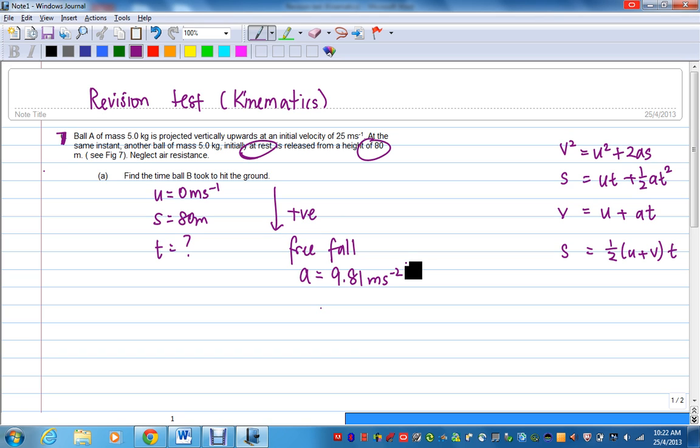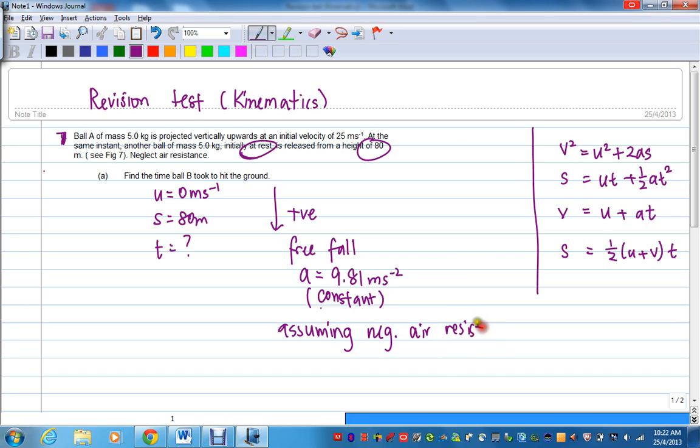So I have a, I have u, I have s, I want to find t. The acceleration is constant because it's free falling, and we are assuming that there is negligible air resistance. So we ignore the drag force. So from here, I can use the 4 equations of motion. I want to find t. You can either use this, or this.